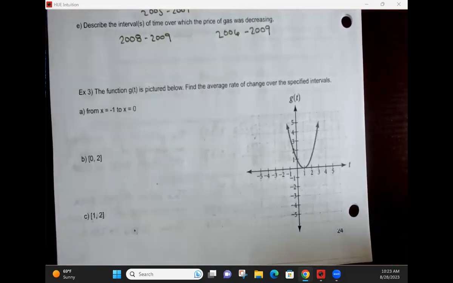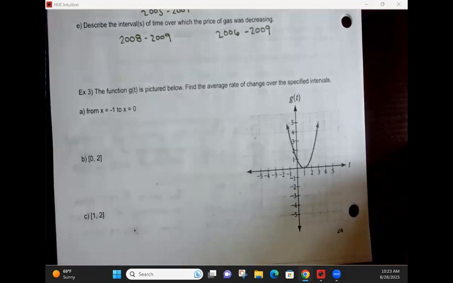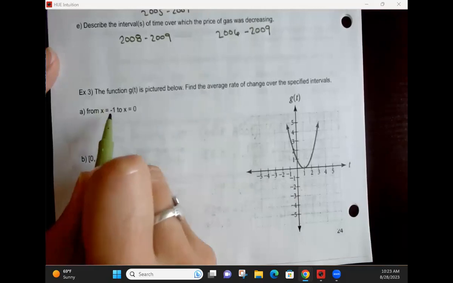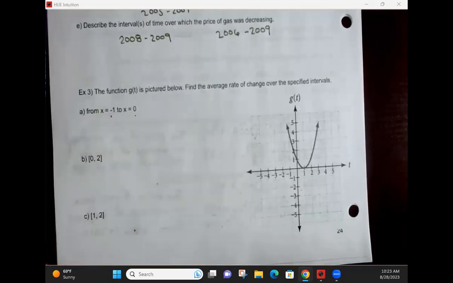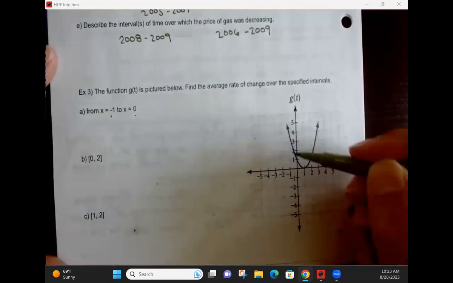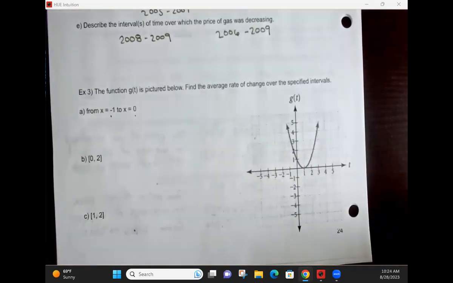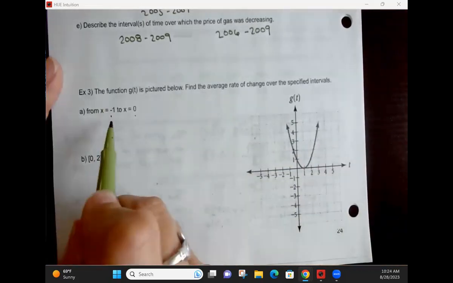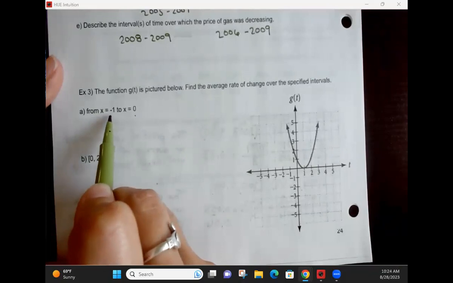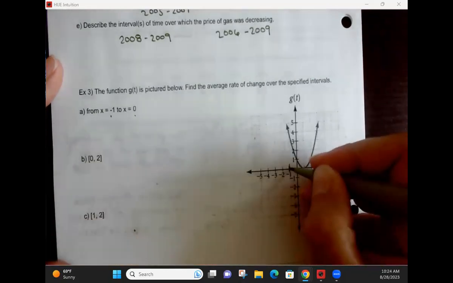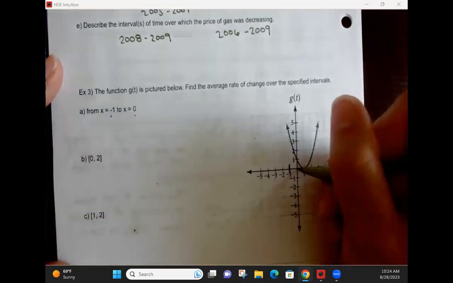But I just want you to be sort of familiar with all of our different representations here, but they all mean basically the same thing. So from this x value to this x value, what's happening? Okay, so we've got a parabola here, a non-linear function, and we're going to look at that average rate of change from when x is -1 until x is 0.